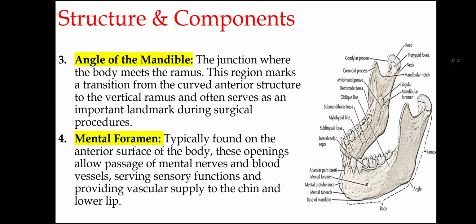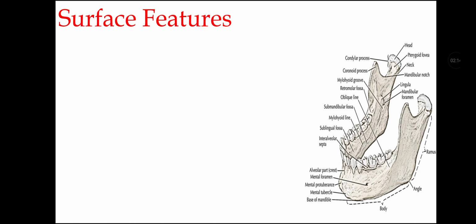Next we have the mental foramen, that is typically found on the exterior surface of the body. These openings allow passage of the mental nerve and blood vessels, serving a sensory function and providing vascular supply to the chin and lower lip. Now let's talk about the surface features of the mandible.